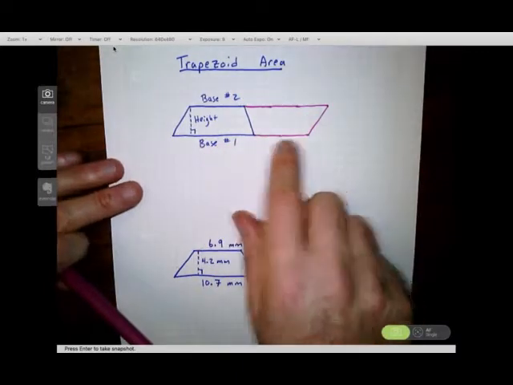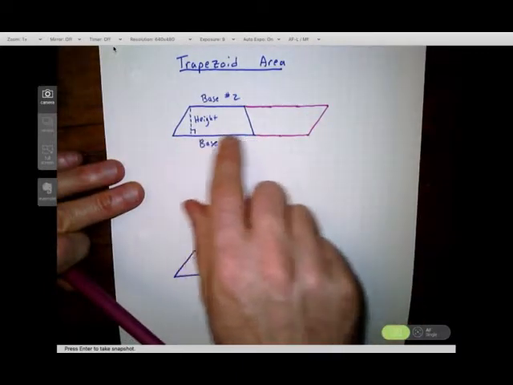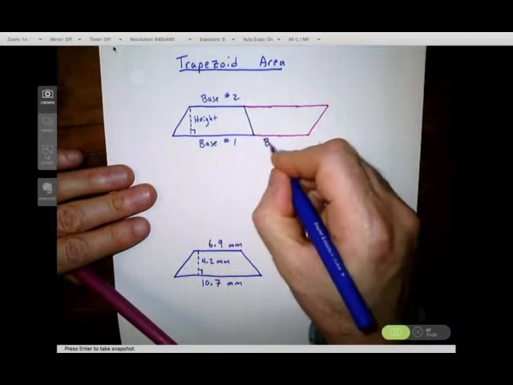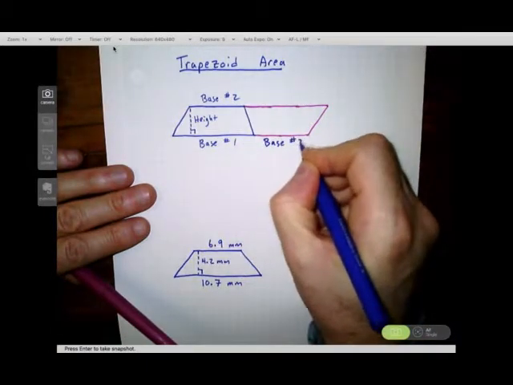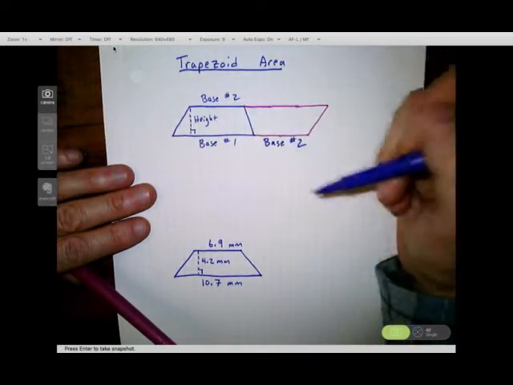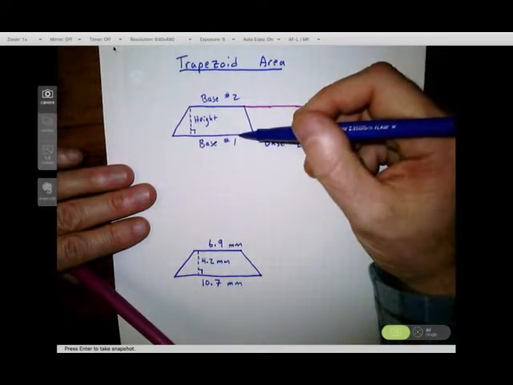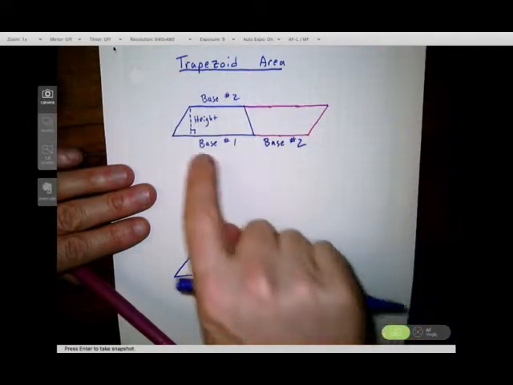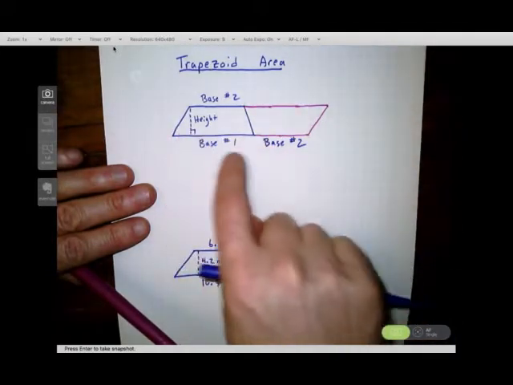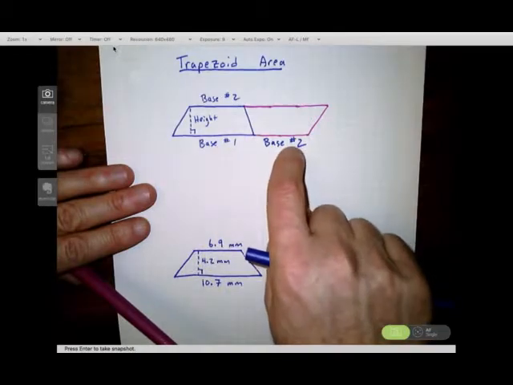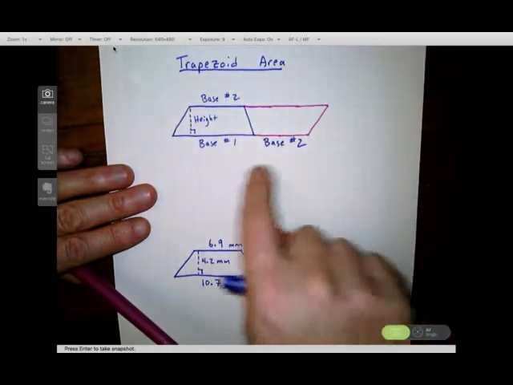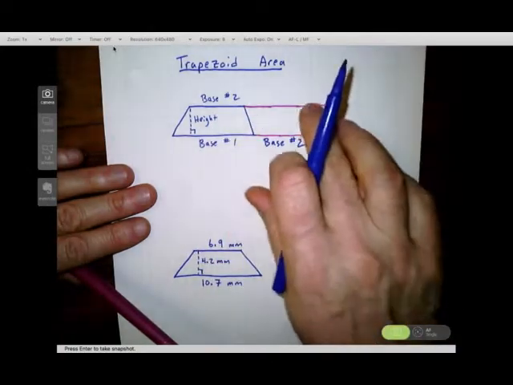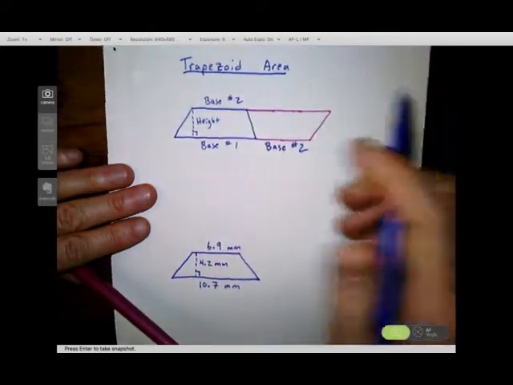How long are they? Well, this length right here is base 1, and this right here is base number 2. We call the parallel sides of a trapezoid bases. So the bottom one I call base 1, the top one I call base number 2. So the length of this parallelogram I just made is base 1 plus base 2. So the area of my trapezoid is going to be 1/2 of the area of this parallelogram I just made.